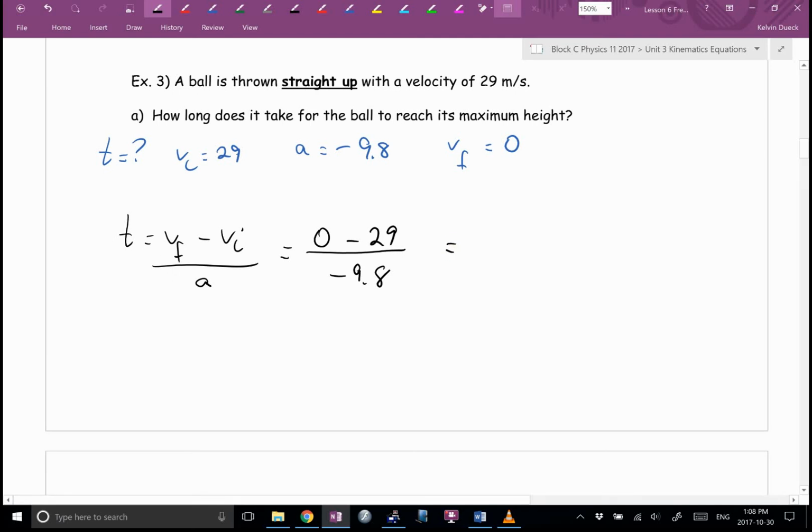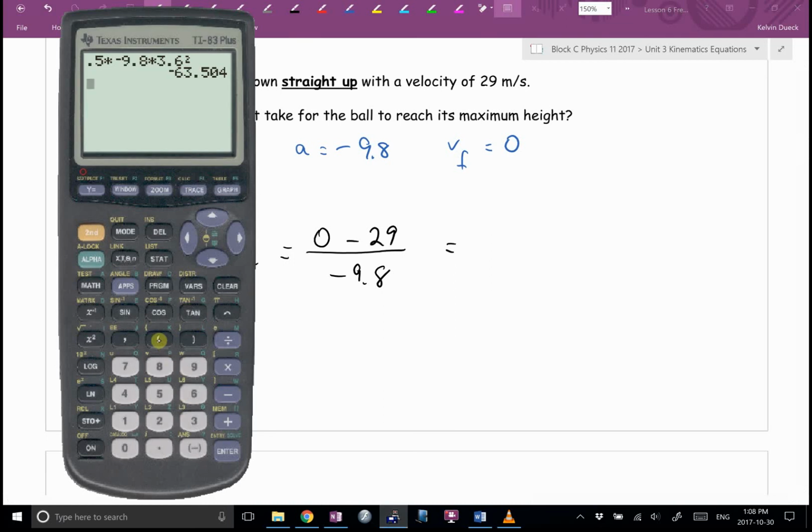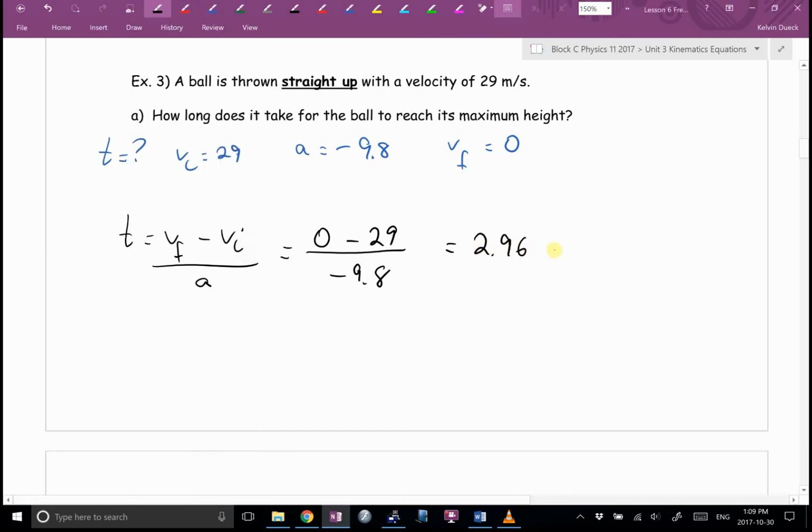It'll be a little bigger than 3, I think. 0 minus 29, close off the top, divided by negative 9.8. And I get a little smaller than 3, not a little bigger than 3. 2.96? By the way, technically I should go to 2 sig figs and call it 3.0. I'll go 2.96. Units for time: seconds. So as far as I'm concerned, I can ask you how long. I can ask you how far.